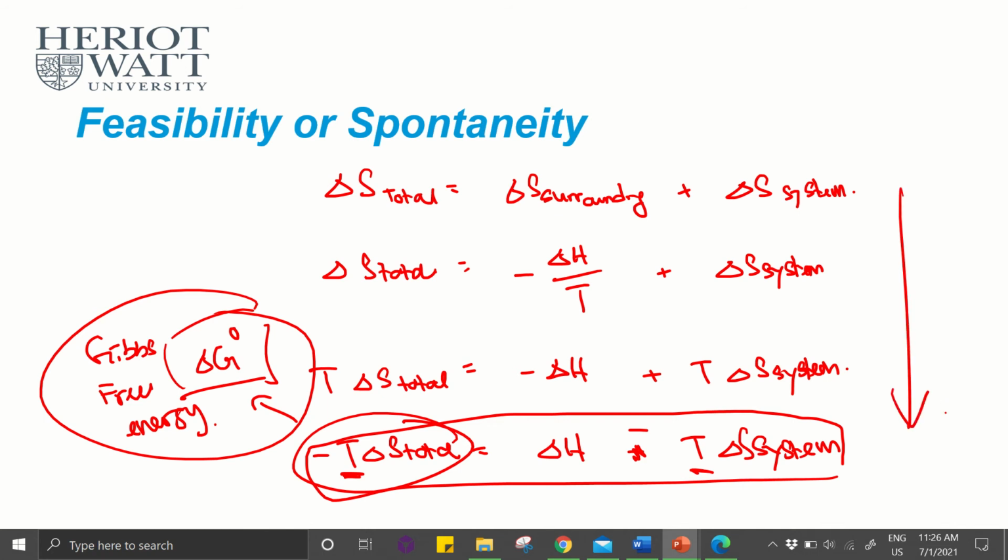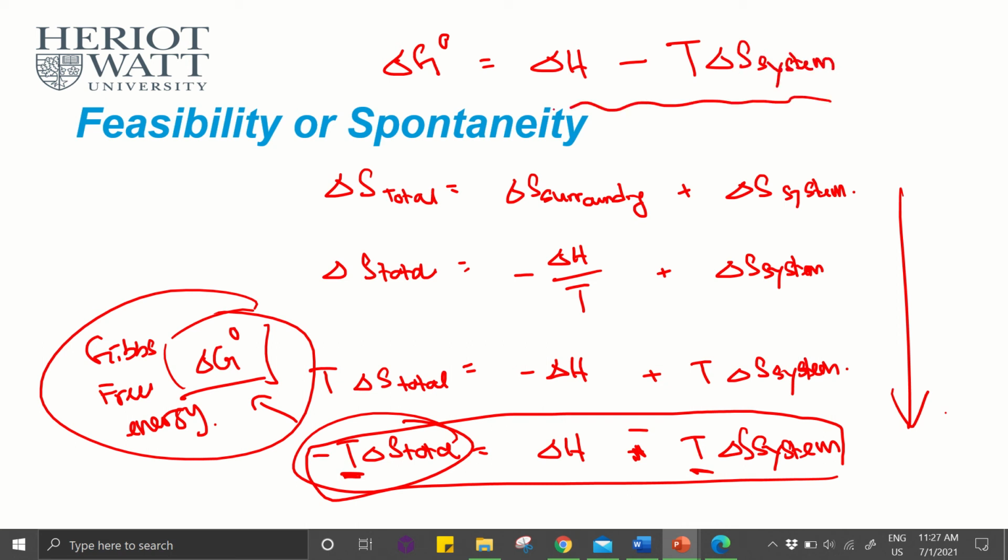So when you multiply with negative temperature, you get this Gibbs free energy, and Gibbs free energy is equivalent to enthalpy change minus temperature multiplied with entropy of the system. Okay, so I can rewrite it as: Gibbs free energy change equals enthalpy change minus temperature multiplied with entropy of the system. So this is the overall equation for us to calculate Gibbs free energy.